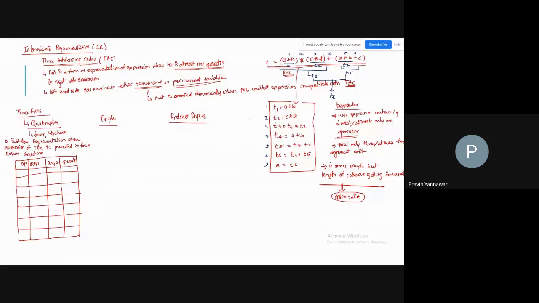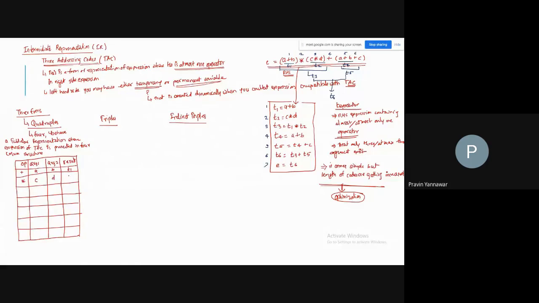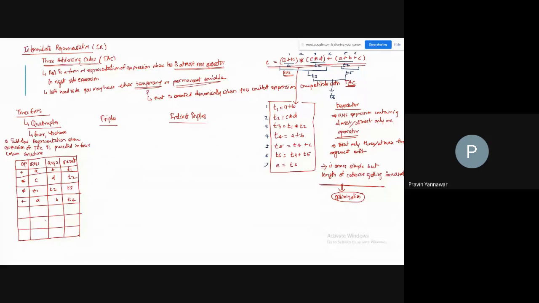The first operator in expression 1 is going to be plus. So what is argument 1? Argument 1 is A, argument 2 is B, and the result is in T1. Then the first argument is C, the second argument is D, and the result is in T2. The third operator is star, the first argument is T1, the second argument is T2, and the result is in T3. Then argument A, second argument B, result is in T4.